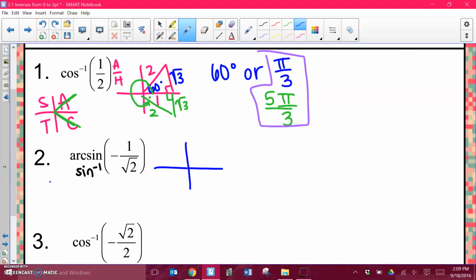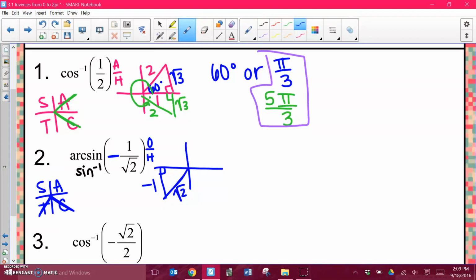And I remember that sine is going to be negative because I have a negative ratio down here in quadrant 3 and in quadrant 4. So I'm going to start in quadrant 3 when I'm drawing my triangle. Sine is opposite over hypotenuse, so my opposite side is -1. My hypotenuse is √2. Something to remember here is your hypotenuse is always going to be the positive side. So if you have a negative in there, make your opposite or your adjacent negative. Your hypotenuse should be a positive number.